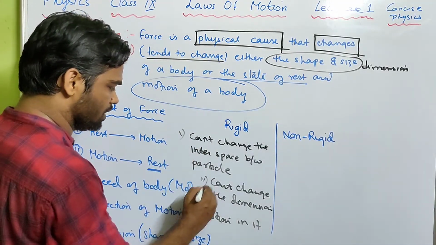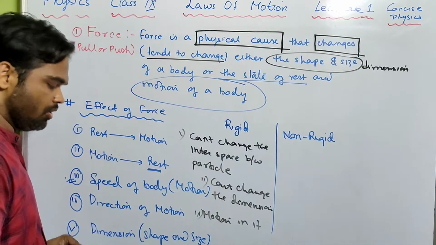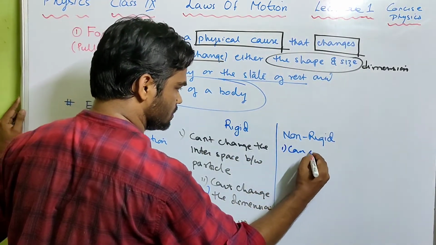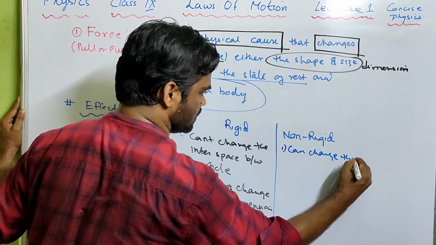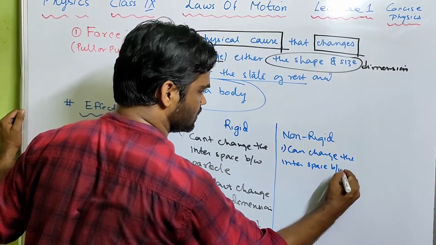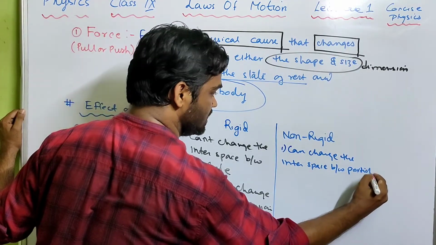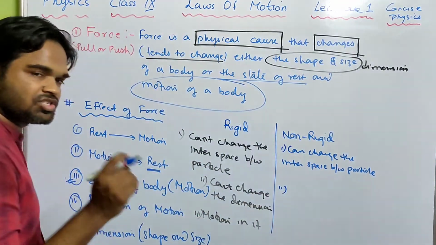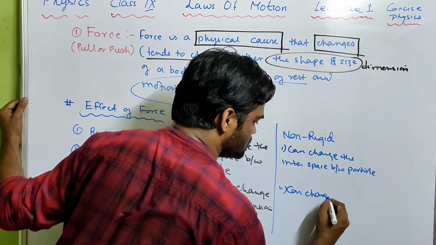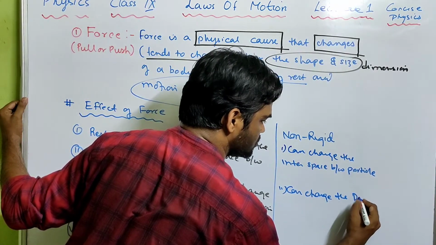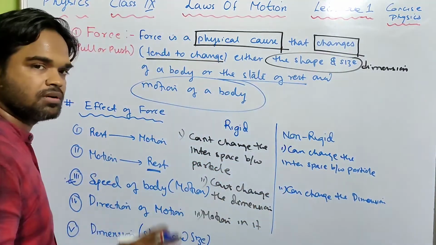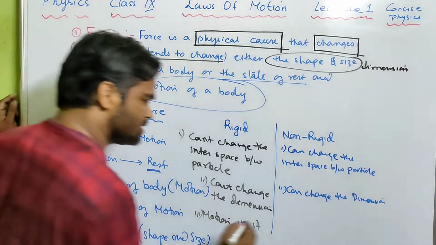But when you talk about a non-rigid body, you can change the interspace between particles, which means you can change the dimension, the shape and size of the body. So when force is applied on a non-rigid body, you can change the dimension as well as you can bring motion in it.